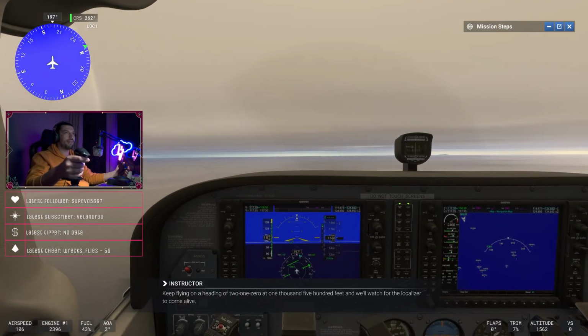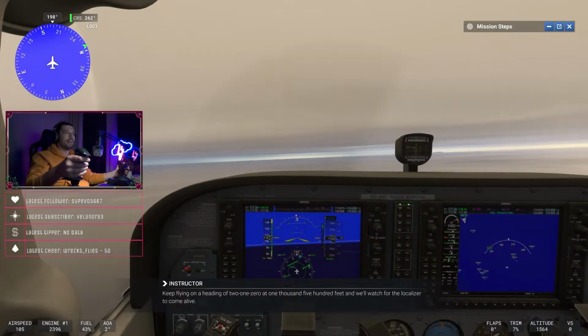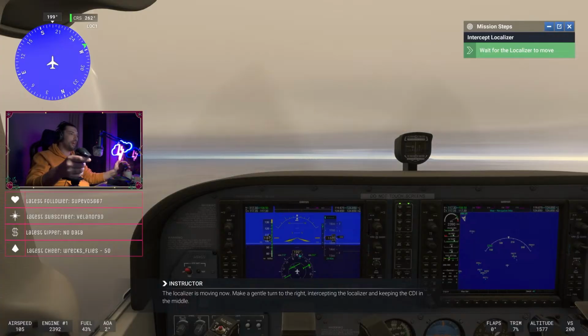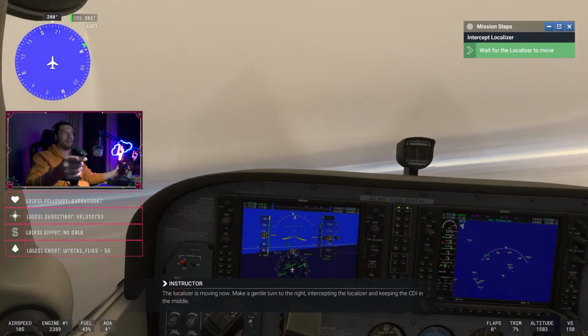Keep flying a heading of 210 at 1,500 feet, and we'll watch for the localizer to come alive. The localizer is moving now. Make a gentle turn to the right, intercepting the localizer and keeping the CDI in the middle.